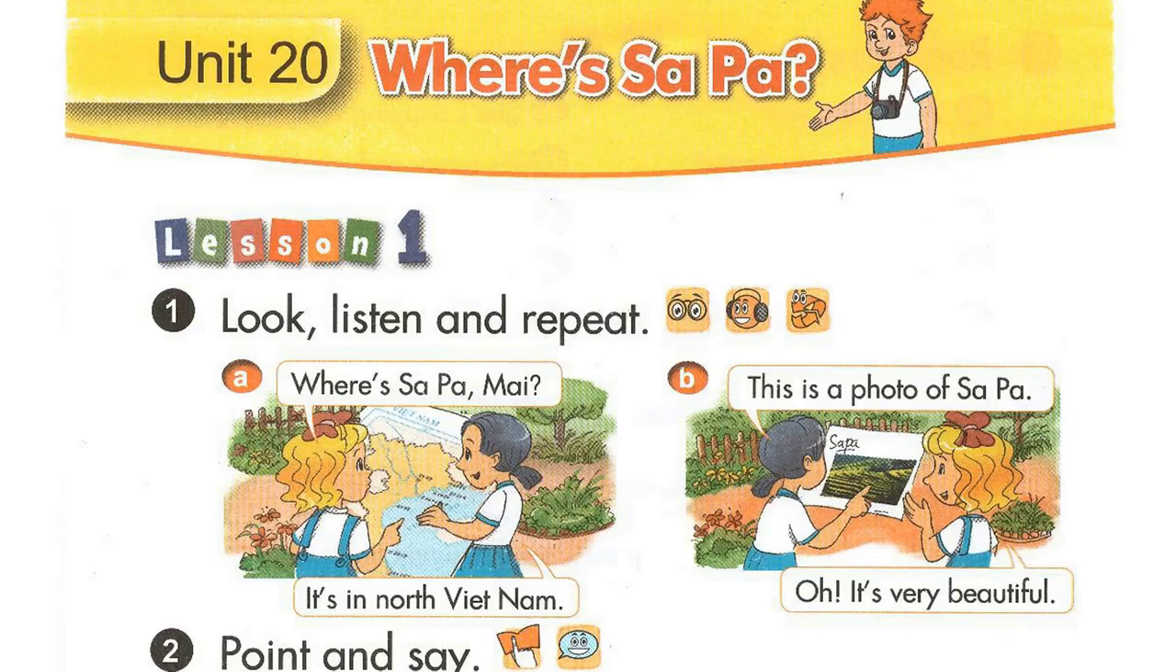Page 64. Unit 20. Where's Sapa? Lesson 1. Activity 1. Look, listen, and repeat. A. Where's Sapa, Mai? It's in North Vietnam. B. This is a photo of Sapa. Oh, it's very beautiful.